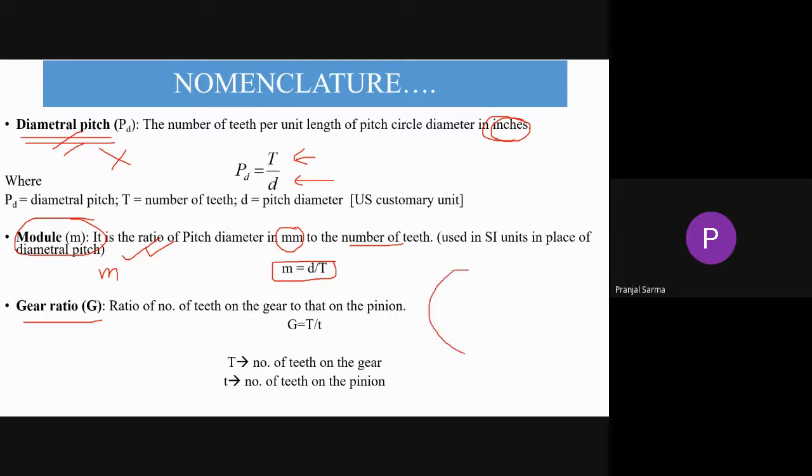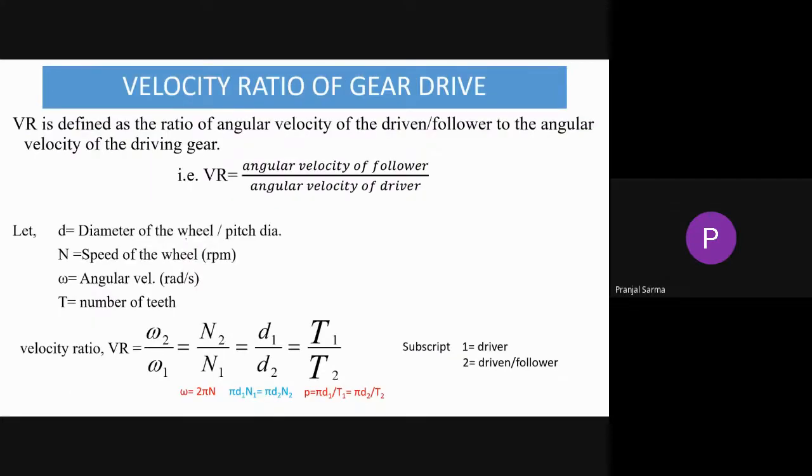So this bigger gear will have a certain number of teeth, and the smaller gear, the pinion, will also have a certain number of teeth. The ratio of the number of teeth on the gear, T, to that on the pinion, small t, gives you the gear ratio. Then we have the velocity ratio for the whole gear drive, just like any drive. Here also we'll be having the velocity ratio.